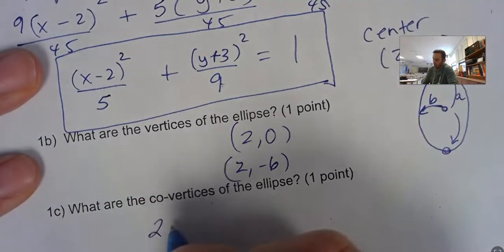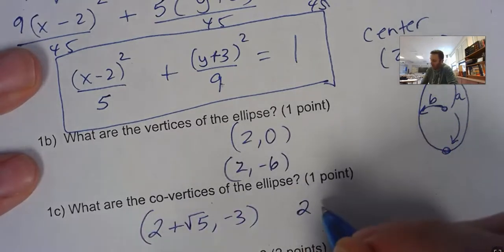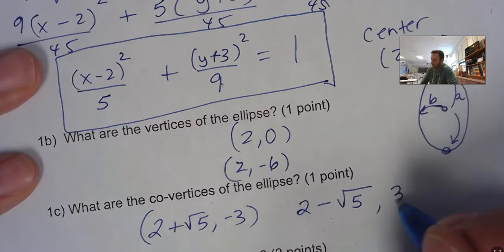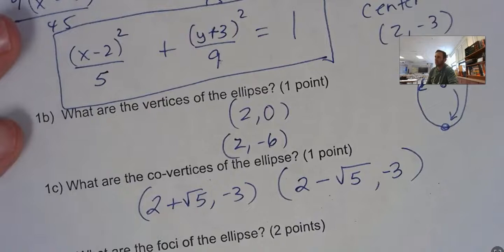So 2 plus the square root of 5, comma negative 3 would be 1 co-vertex. And to go left root 5 would be 2 minus root 5, comma negative 3. And there are the answers for the 2 co-vertices.